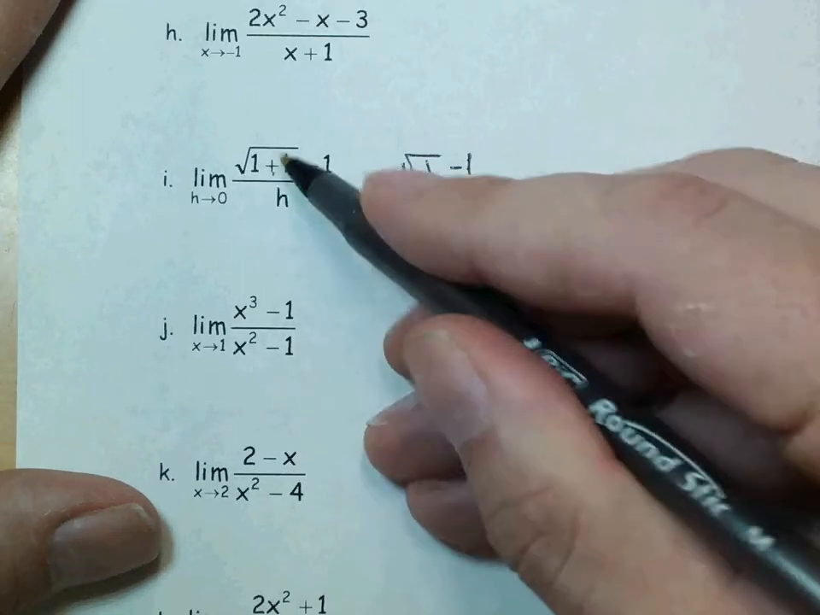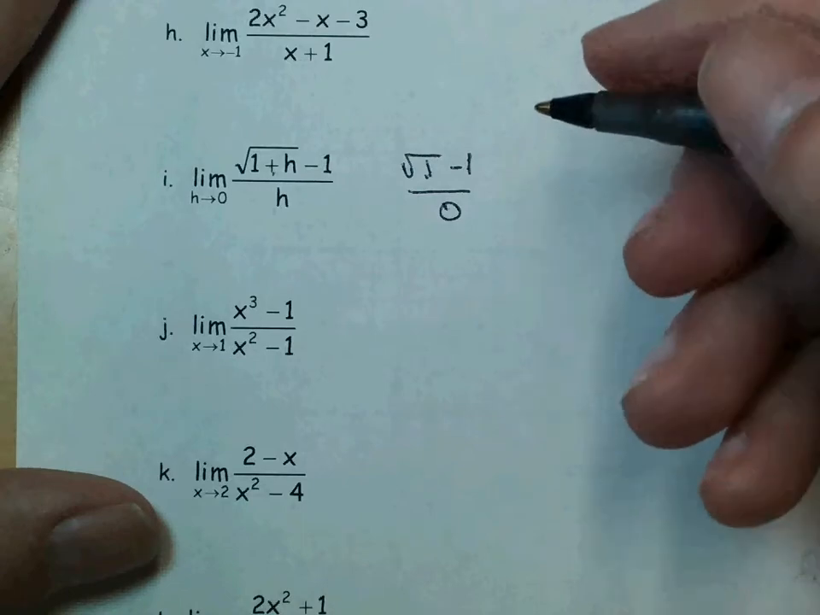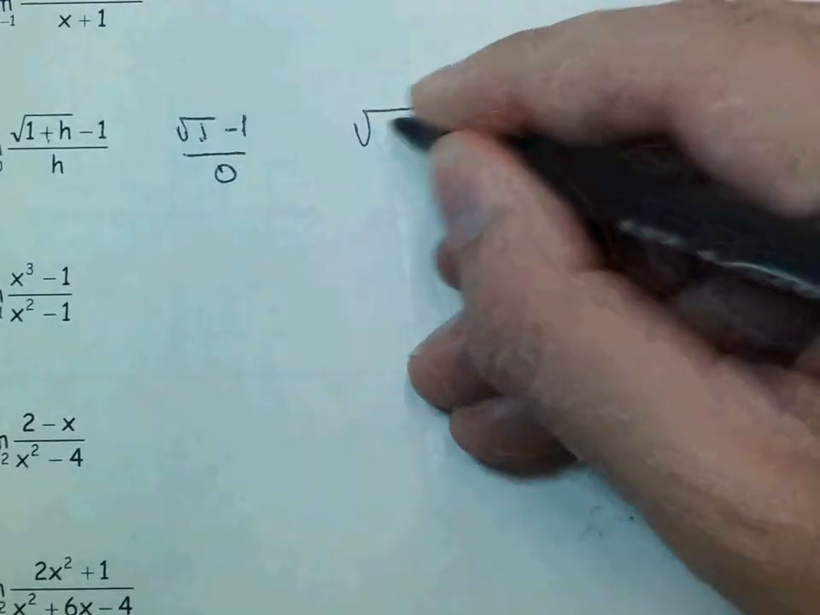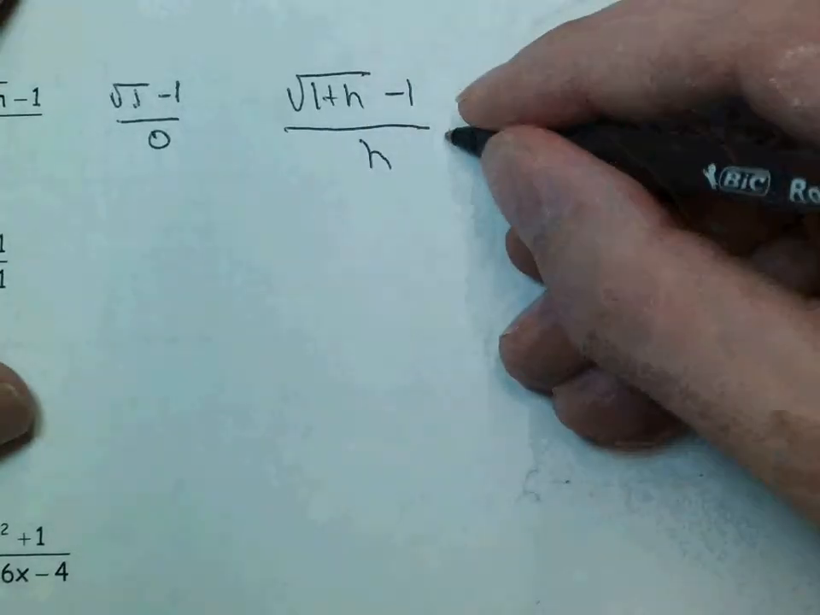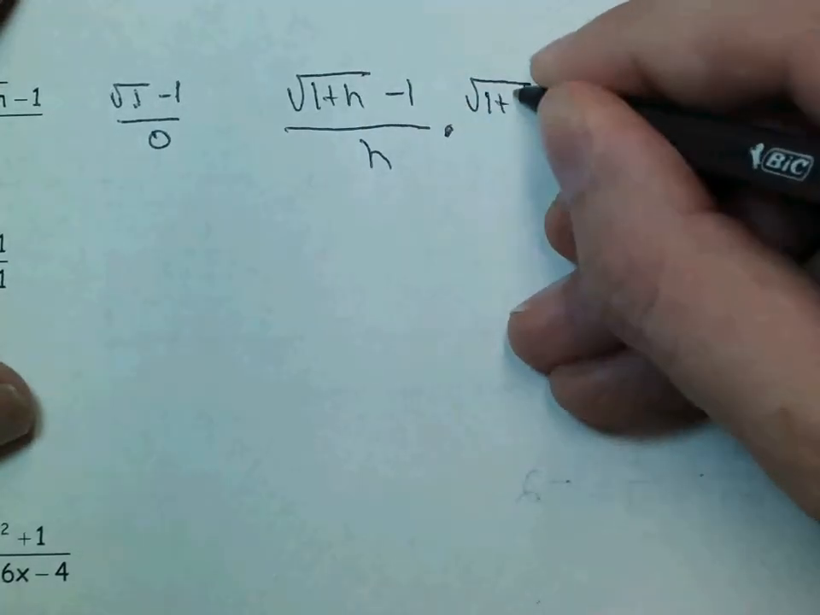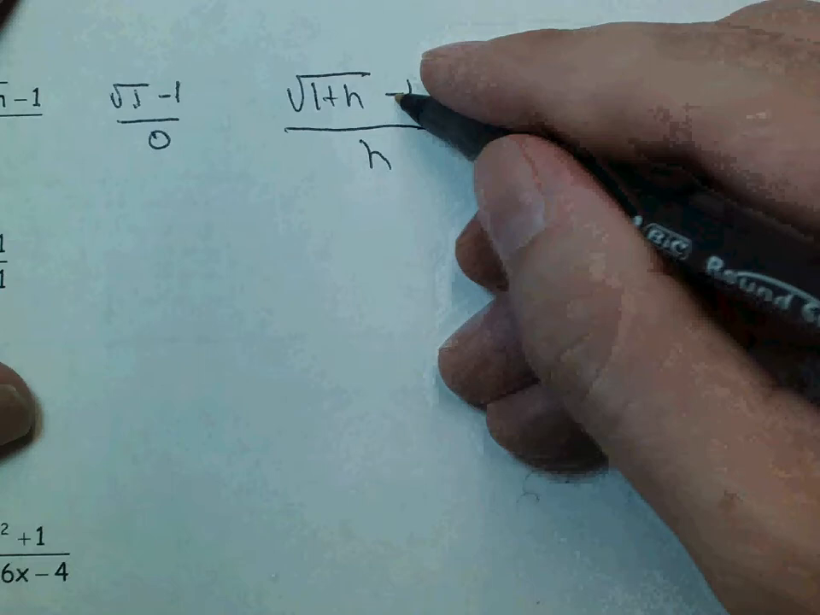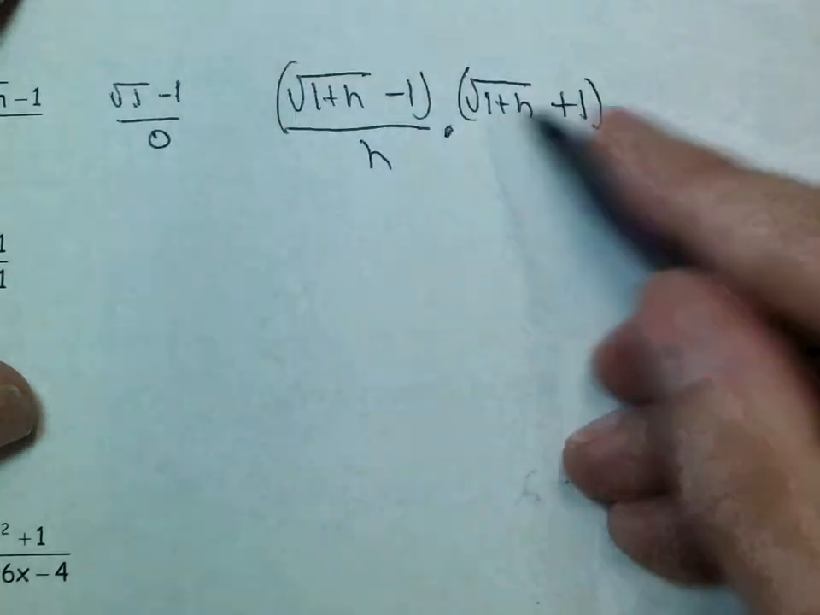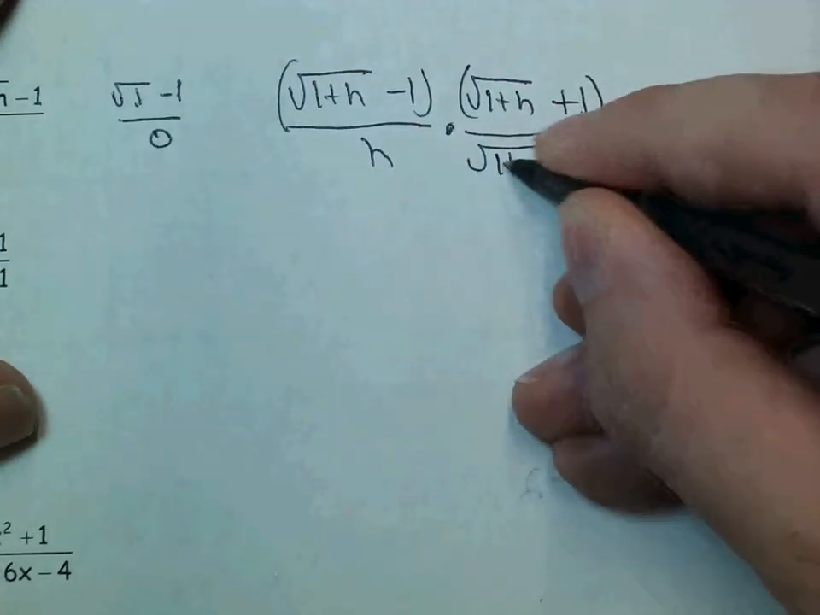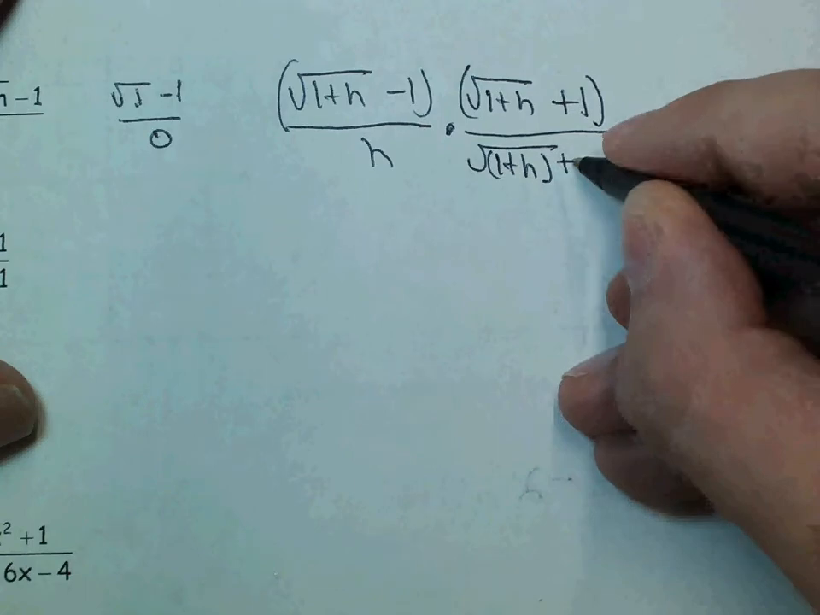So the next step you should look for is a way to simplify this, and this is one of those ones where you've got a square root, and so your first thought should be, I'm going to multiply by the conjugate. So the way that looks is, where the square root is, you want to multiply by the same thing, square root of 1 plus h, but instead of minus 1, we're going to multiply by plus 1. If we multiply by that in the numerator, we're also going to multiply by that in the denominator.